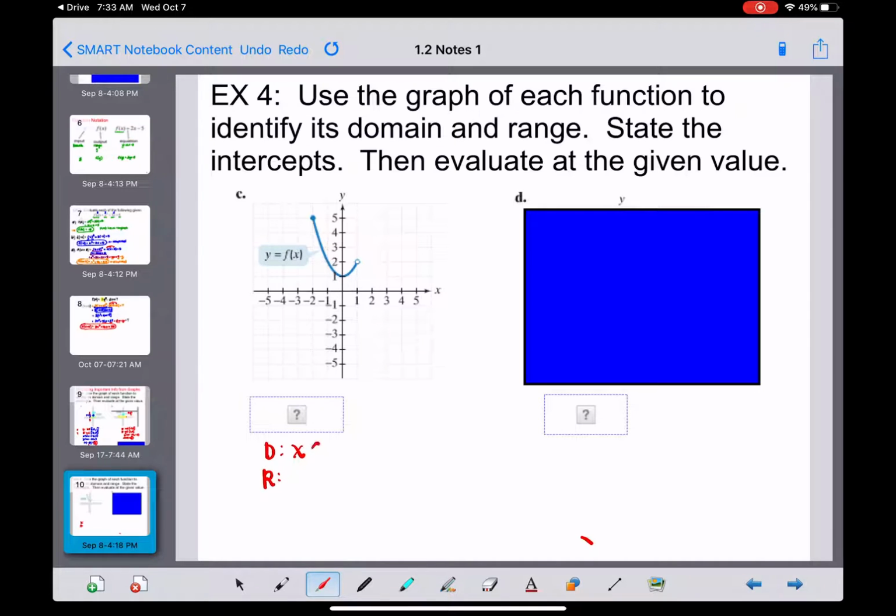But again, domain, x is an element of, range, y is an element of. So again, domain, look from left to right. So if we look from left to right and I start taking this line through here, looks like the first x value I get is -2 with a closed circle. The last x value I get is 1 with an open circle.